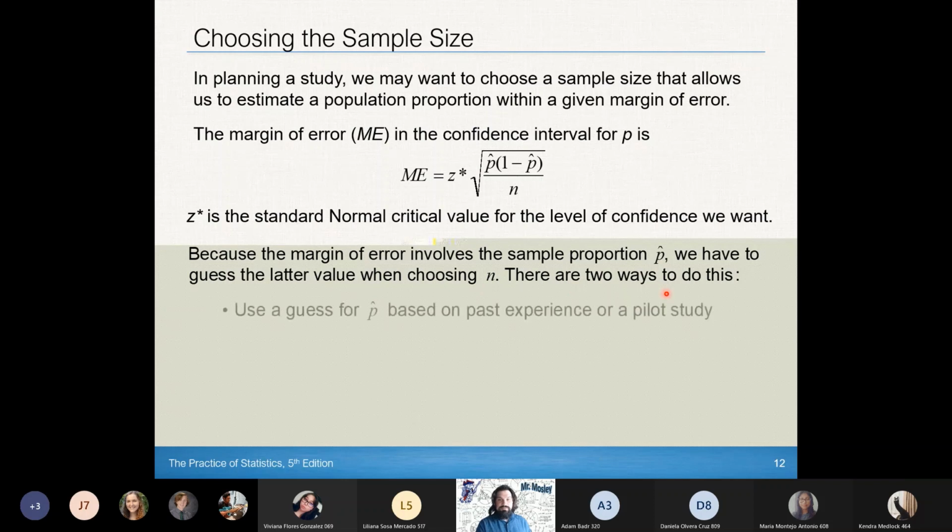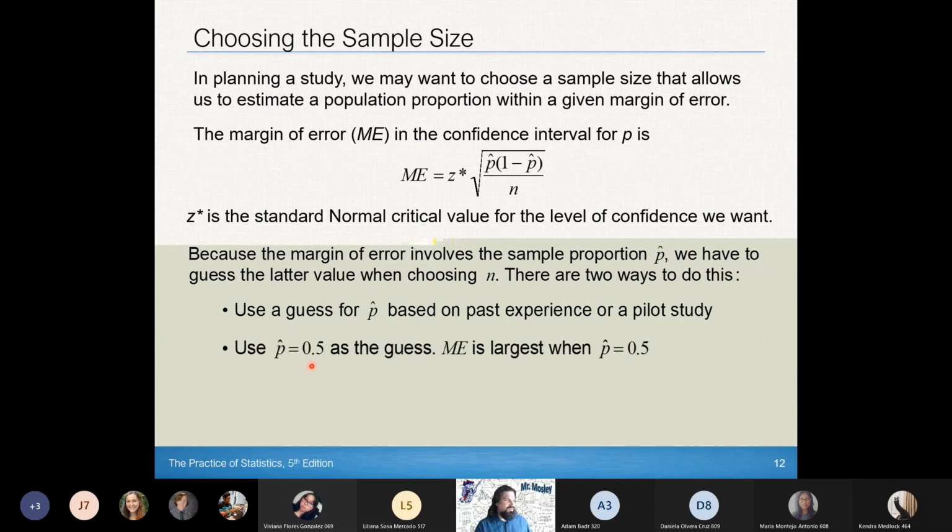There are two ways to do this. We can use a guess for P hat based on past experience or a pilot study. Maybe someone did an initial small sample of the thing that you want to do a larger or more comprehensive sample on, so we can use that as a guess. Or we can use P hat equal to 0.5 as the guess. The margin of error will be largest when P hat equals 0.5, so using 0.5 will guarantee a usable margin of error. It'll be the largest possible margin of error for whatever confidence interval we're dealing with, but we know it'll be good. So those are the only two options.